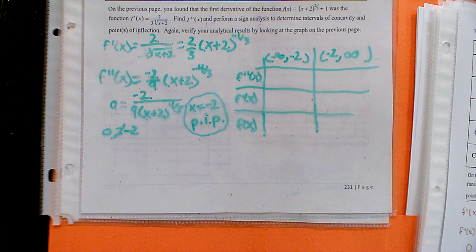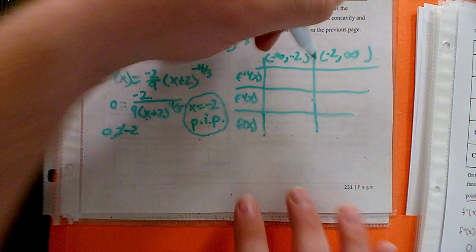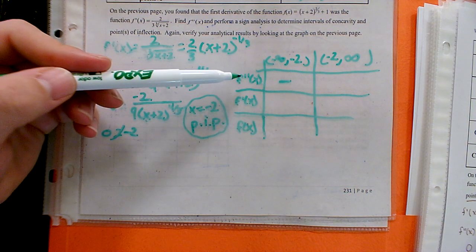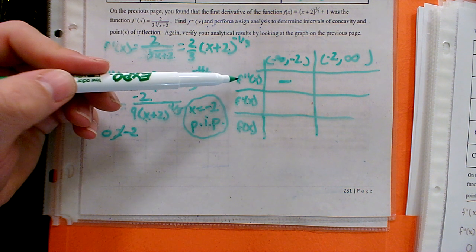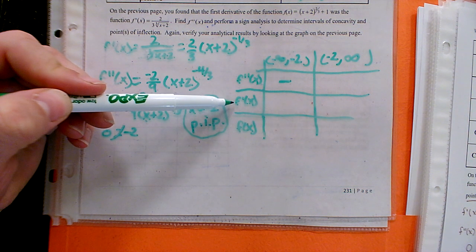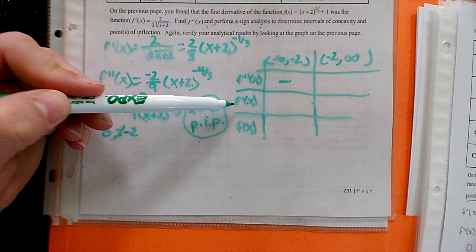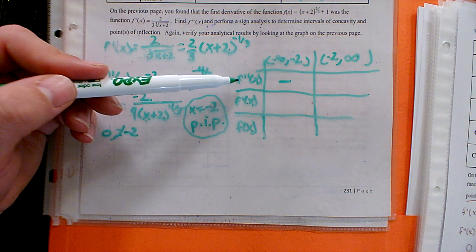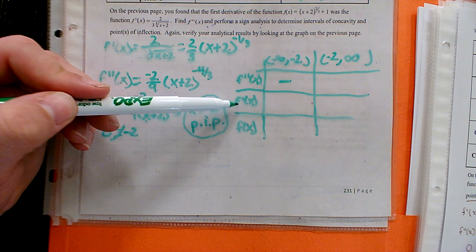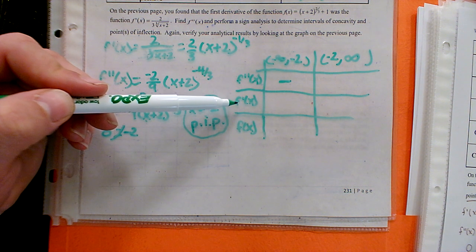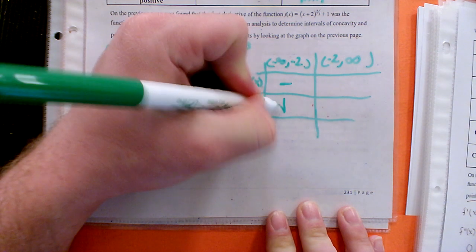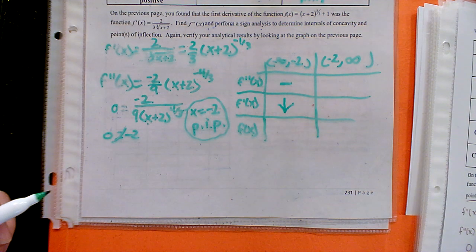Anybody find an answer? Negative. Yeah, you get a negative answer. All right. If we have a negative answer for our second derivative, what does that tell us about the first derivative? If our second derivative is negative, which means it's less than 0, what do we know about the first derivative? Decreasing. Yeah, it's decreasing. If this one's negative, we know the first derivative's decreasing.